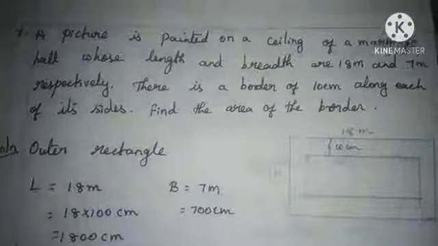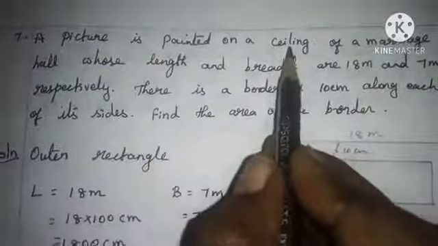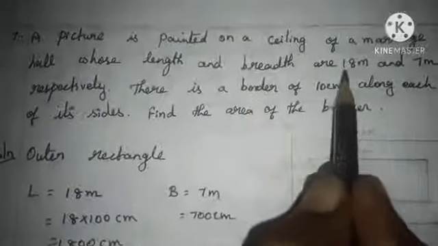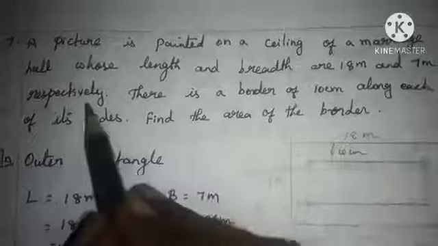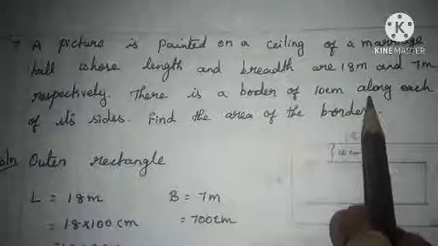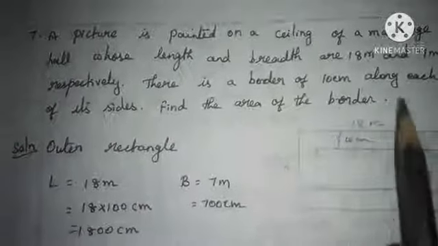Seventh, a picture is painted on a ceiling of a marriage hall whose length and breadth are 18 meter and 7 meter respectively. There is a border of 10 centimeter along each of its sides. Find the area of the border.